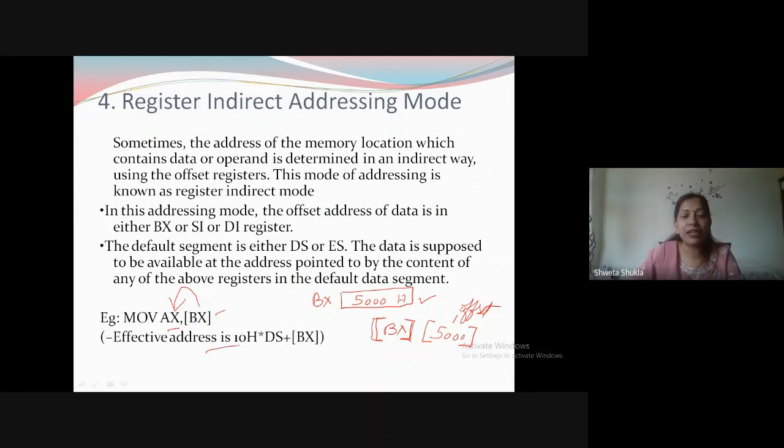Now the effective address is 10H into DS plus BX. Again the formula is the same, and instead of offset address, you will write BX here. BX will be taken as an offset address. The data which is saved in the BX register will now be considered as an offset address.